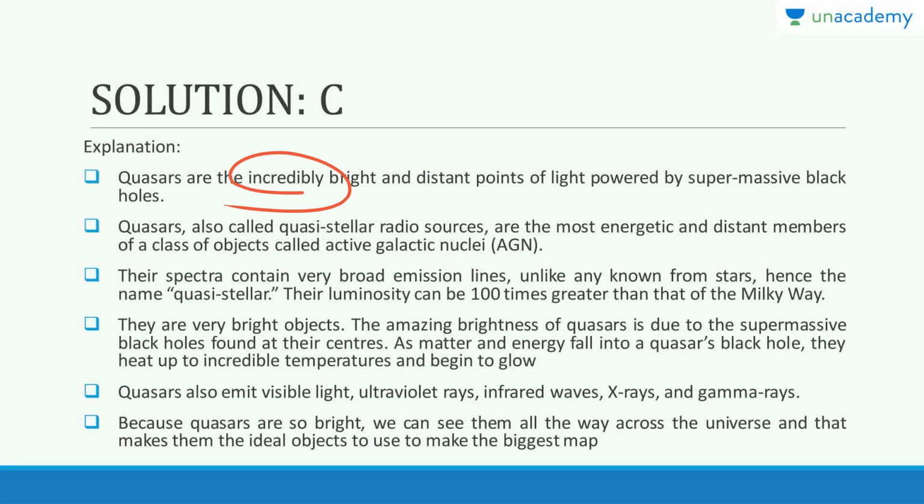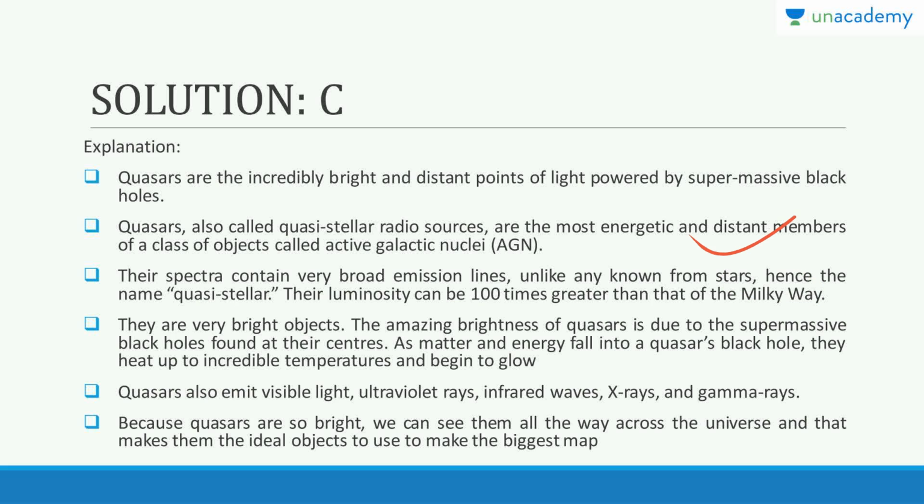So quasars are incredibly bright and distant points of light powered by supermassive black holes. And quasars' full form is quasi-stellar radio sources. They are the most energetic and distant members of a class of objects called active galactic nuclei. And their spectra contain very broad emission lines unlike any known from stars, hence the name quasi-stellar. And their luminosity can be 100 times greater than that of the entire Milky Way.